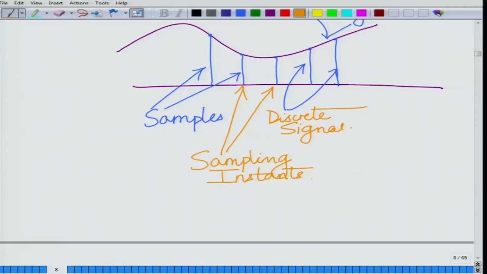So, by suitably sampling a continuous time signal, I am able to obtain a discrete signal. We will see what the uses of a discrete signal are, what the properties of a discrete time signal are, what its behavior is, and how you process a discrete time signal. For instance, discrete time signals are frequently more convenient to process as digital signals, so you represent them as digital signals and process them as digital signals.